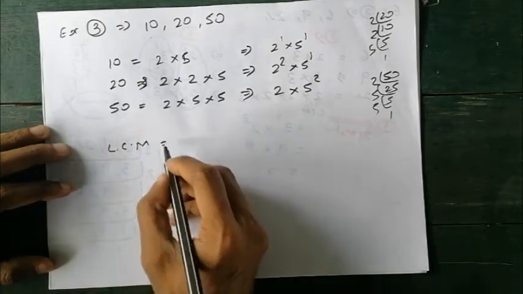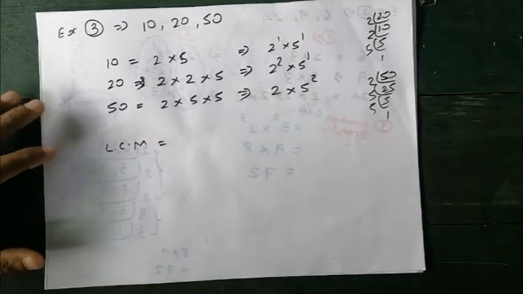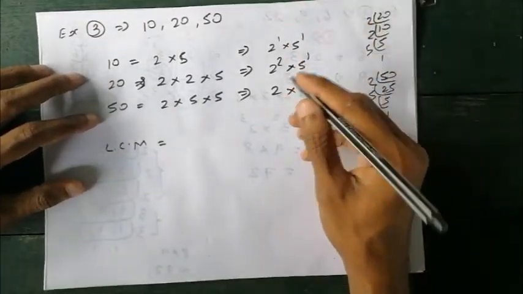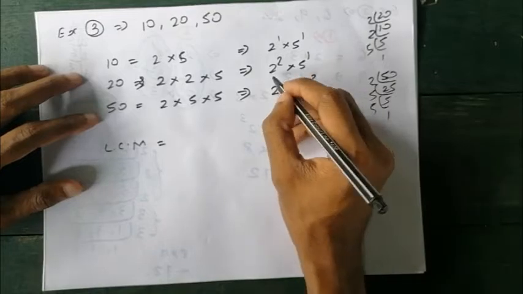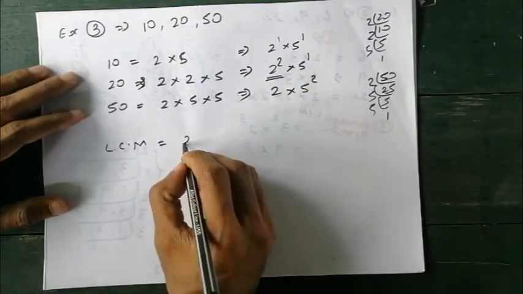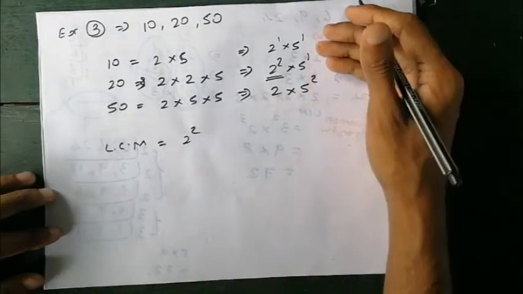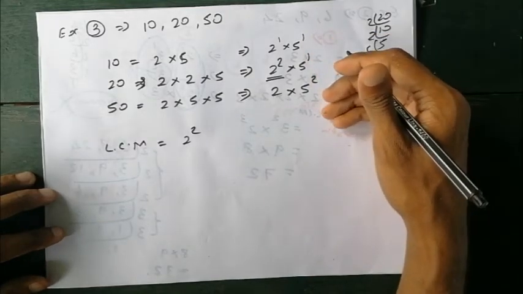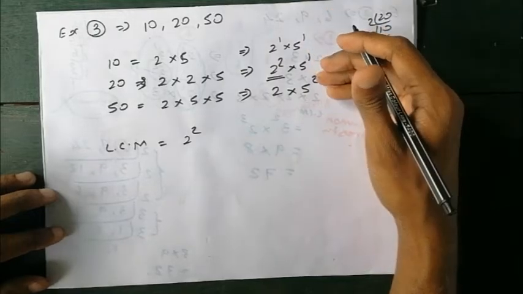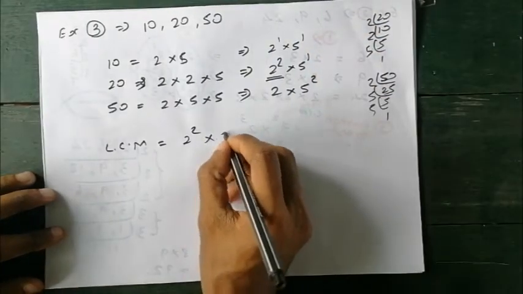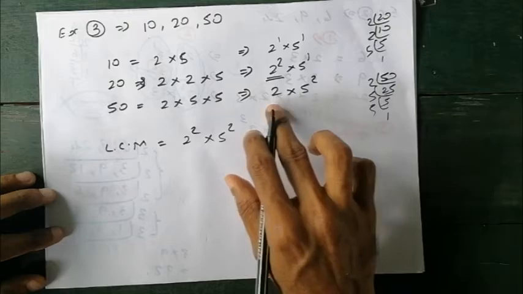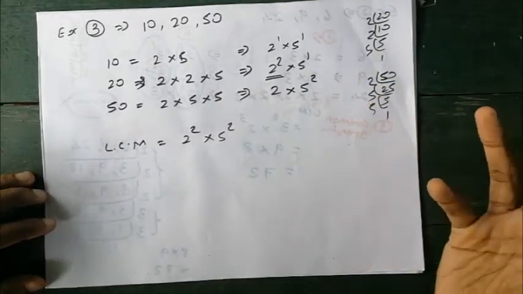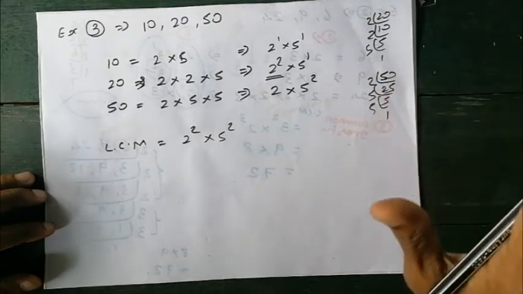So now the LCM, third step. We are going to check the common factors with the greatest power. We are given 3 numbers, and we have 2 as common. The greatest one is 2 squared. The next factor is 5, it's common for all 3. The greatest one is 5 squared. So we have 2 factors, 2 and 5. Nothing is remaining, so leave it.